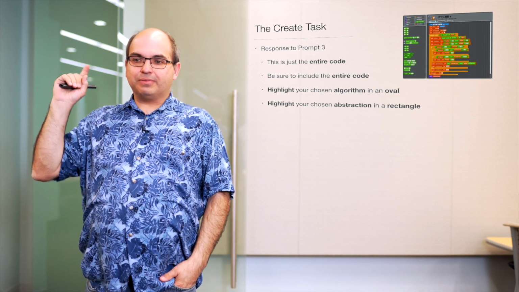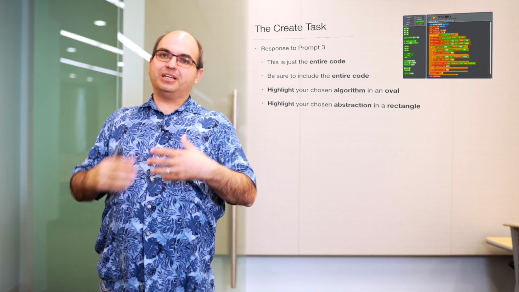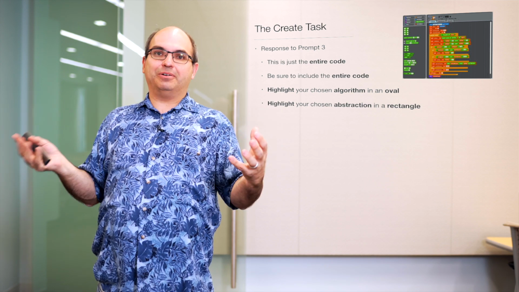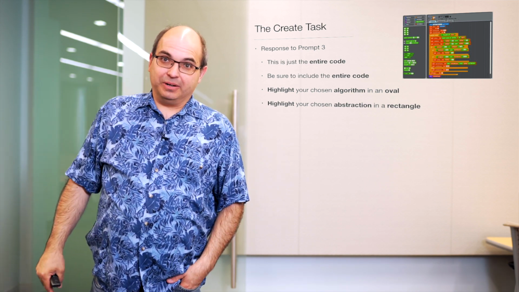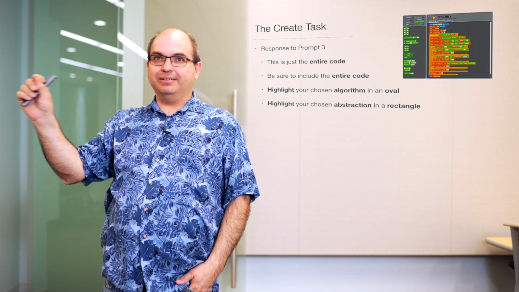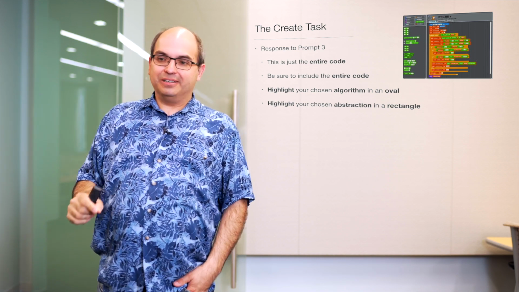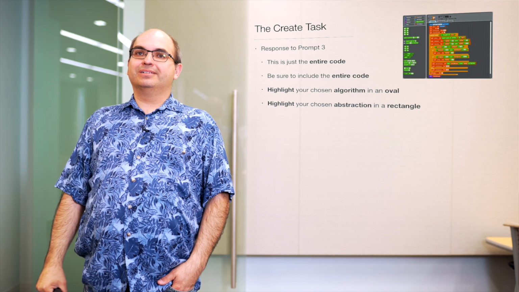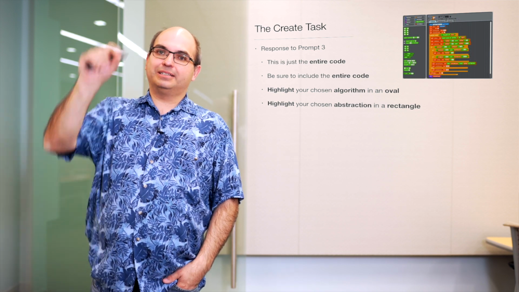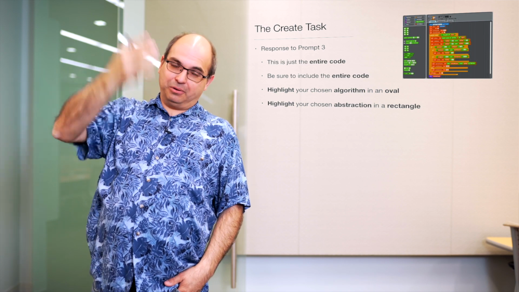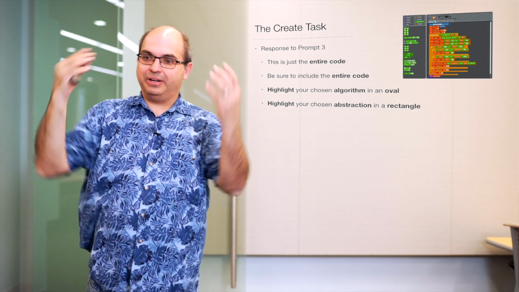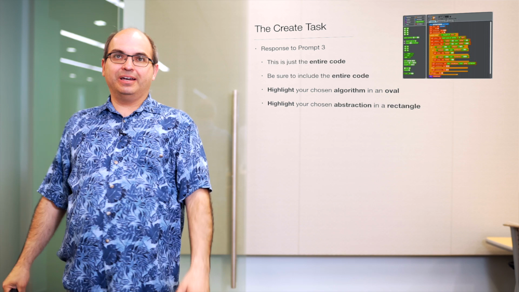First, you have to highlight the chosen algorithm. There's some algorithm that you said, this is the algorithm. Actually put an oval around it. Yes, it has to be an oval. You can't use a highlighter and highlight. No, it has to be an oval around it, okay? For your abstraction, you also have to highlight it. This time you have to put a rectangle around it. Rectangle for the abstraction, oval for the algorithm. Sorry, you just have to do that. That's the way it is, okay?